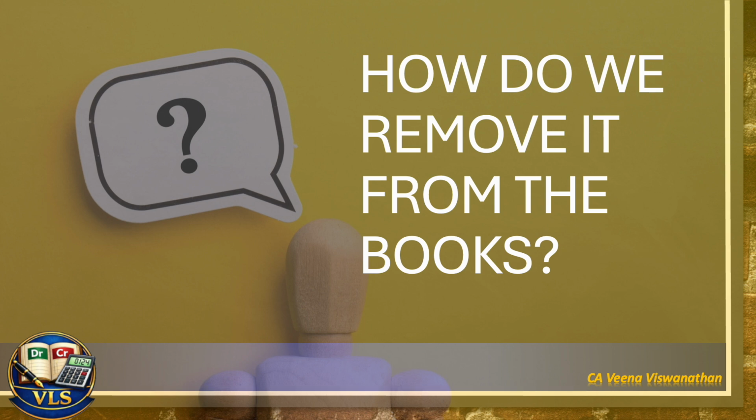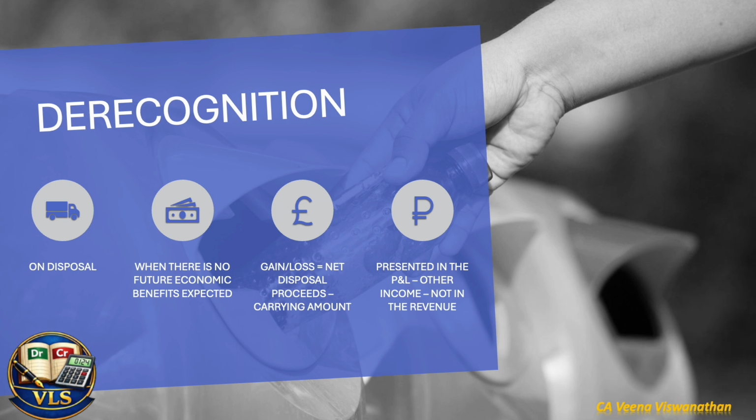Every asset has a beginning and it also has an end. IAS 16 tells us how to remove an asset from the books when it is no longer used. This process is called derecognition. An asset is derecognized in two situations. First is on disposal, and the second is when there is no future economic benefit expected. Disposal includes selling the asset or scrapping it or even donating it. Once the asset leaves the company, it must be removed from the balance sheet.